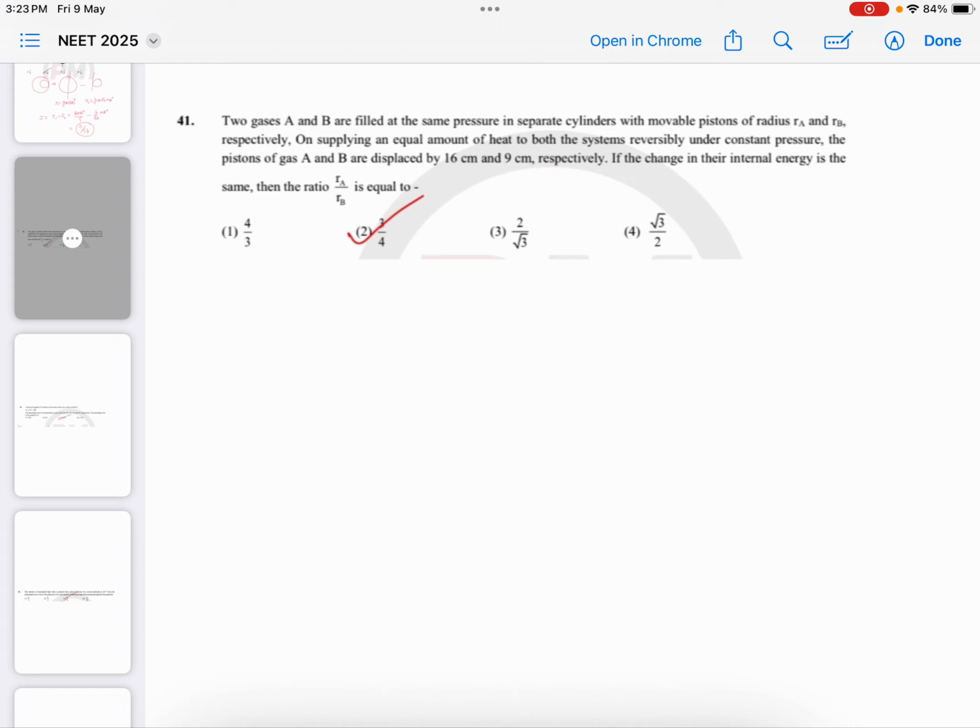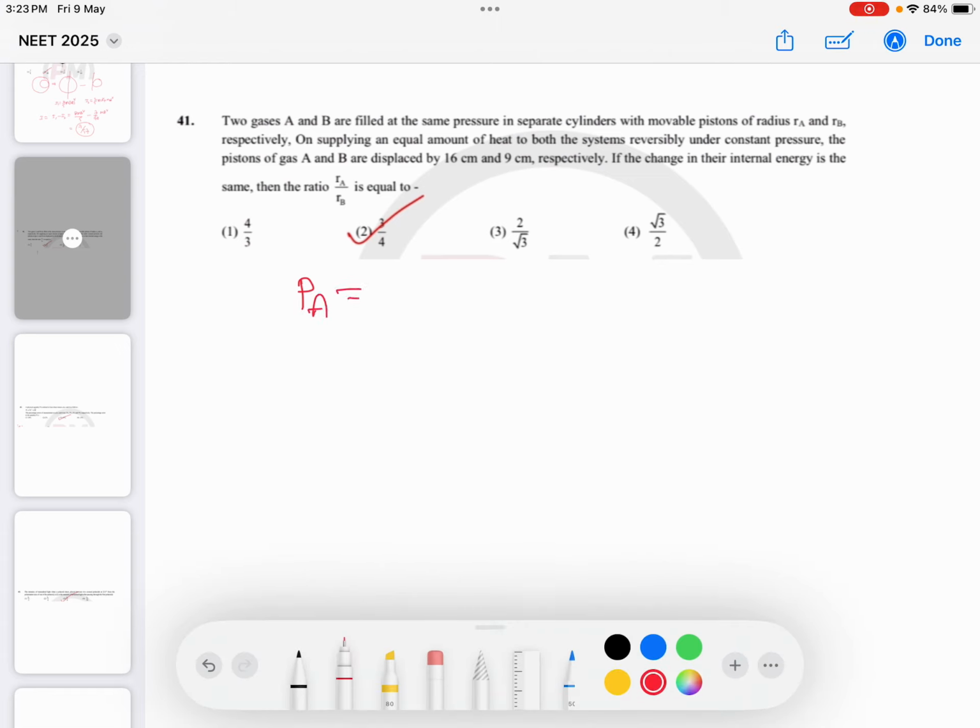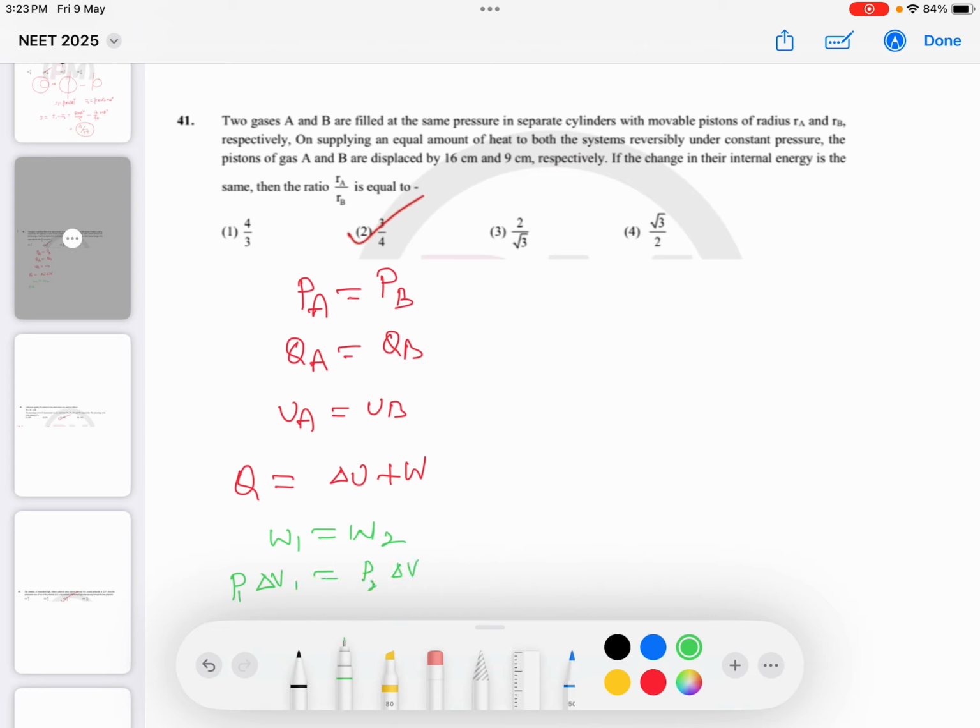So according to the data, I am taking the pressure in gas A's cylinder equal to the pressure in B. Heat QA is equal to QB. UA value is equal to UB. According to the first law of thermodynamics, Q is equal to delta U plus W. So according to the data, W1 must be equal to W2. Work done is equal to pressure into change in volume. So P1 delta V1 is equal to P2 delta V2.